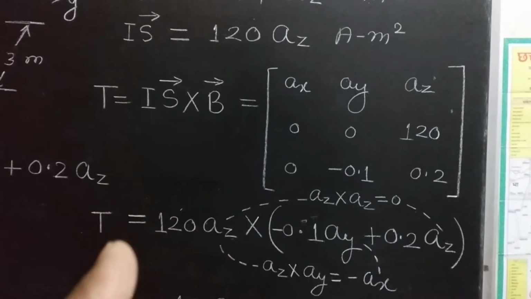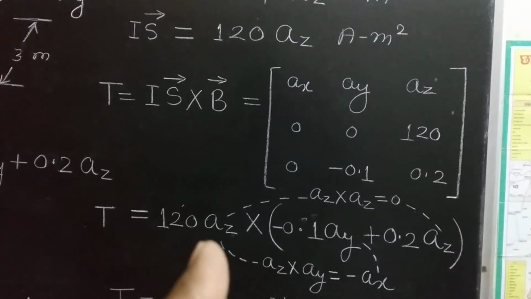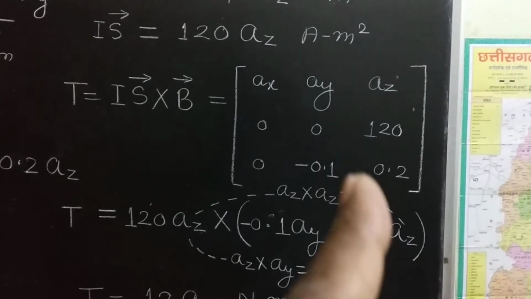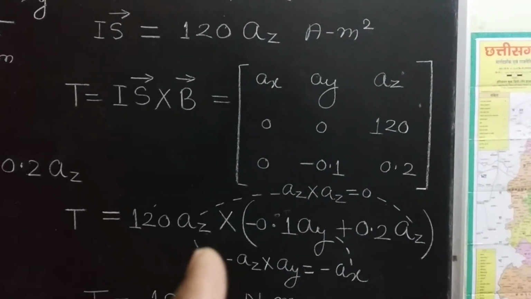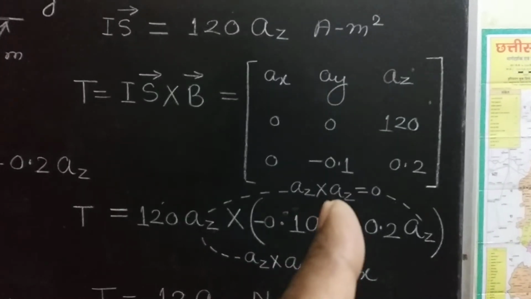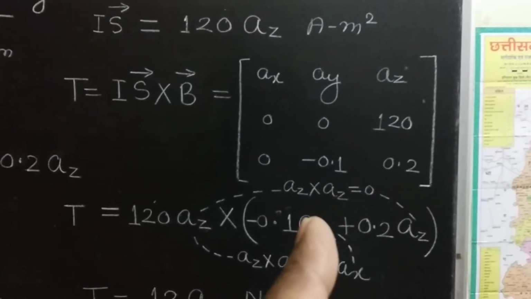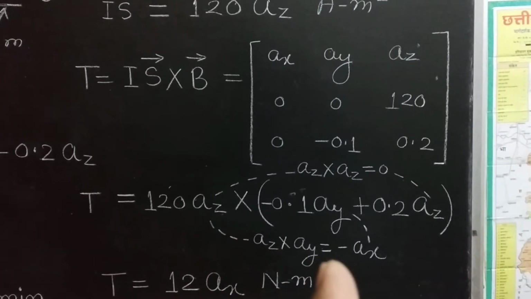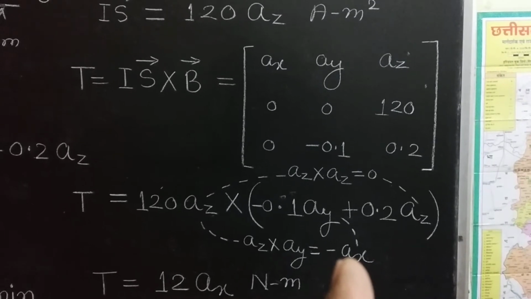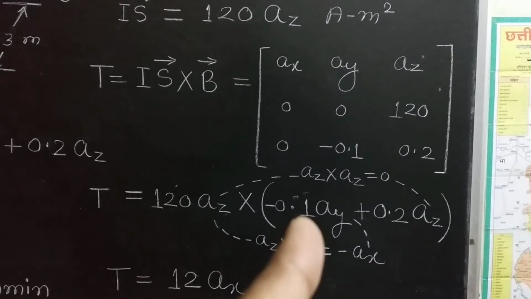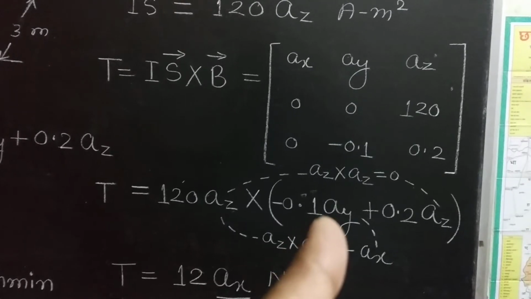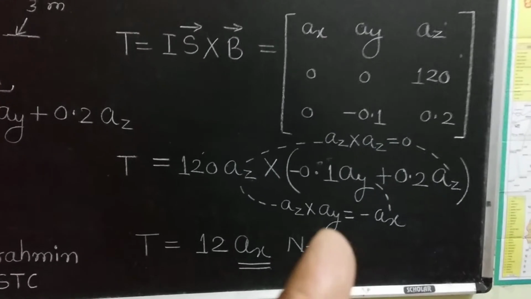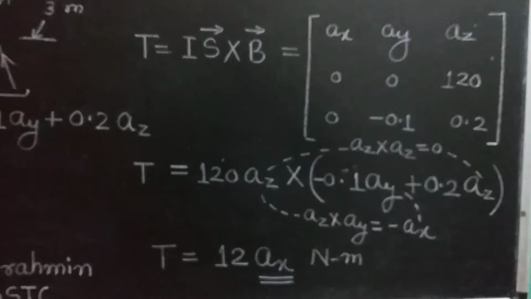Now we can calculate the torque as 120 AZ cross minus 0.1 AY plus 0.2 AZ, by this matrix form or directly. As we know, AZ cross AZ will be equal to 0, because the cross product of the same vector will be 0. And AZ cross AY will be minus AX. Thus 120 into minus 0.1 is minus 12, and because this cross product is minus AX, we get 12 AX.